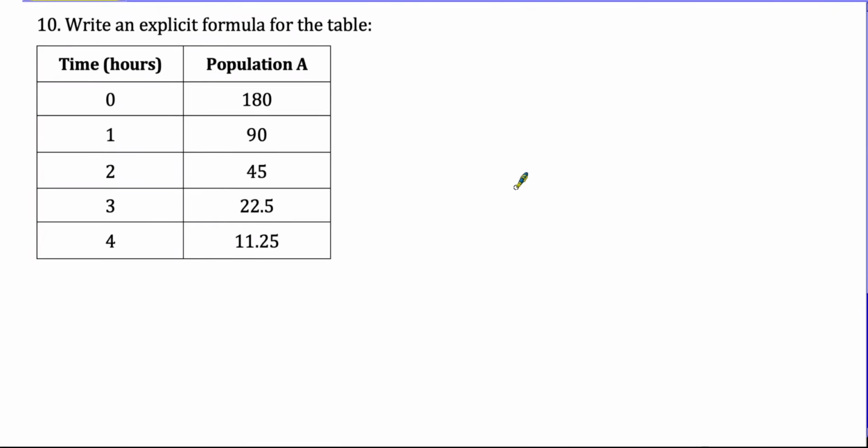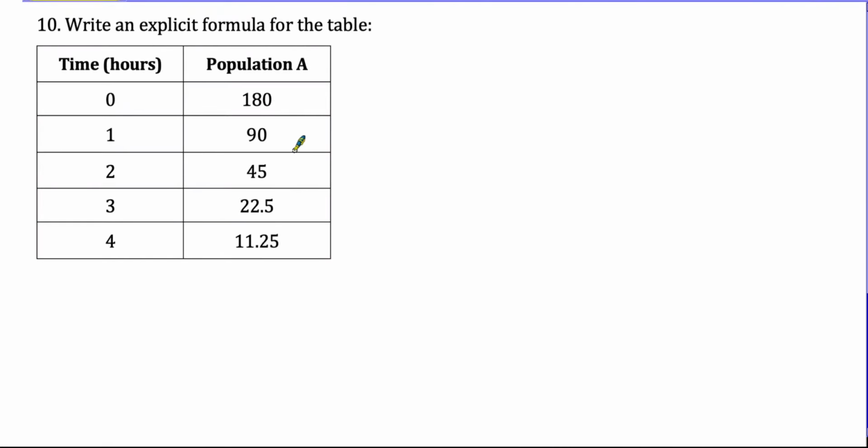On number 10, we want to write an explicit rule for this table. So let's first try to figure out the pattern, right? 180 to 90 to 45. So I mean, I can tell that I'm not adding the same thing each time, but to check to see if it's geometric, well, we can divide a term by the previous term. So if I do 90 divided by 180, and then 45 divided by 90, 22.5 divided by 45, each time I can see that I would be multiplying by 1/2, right?